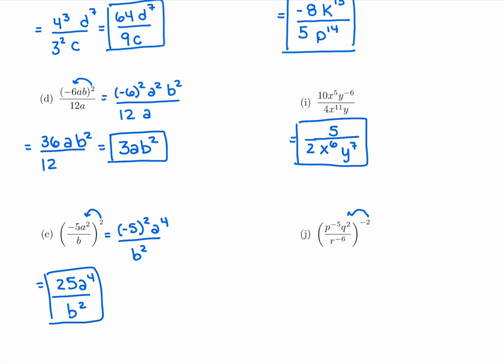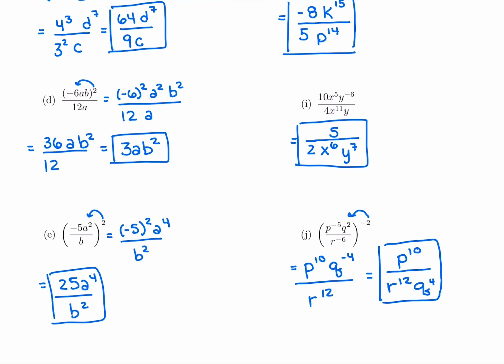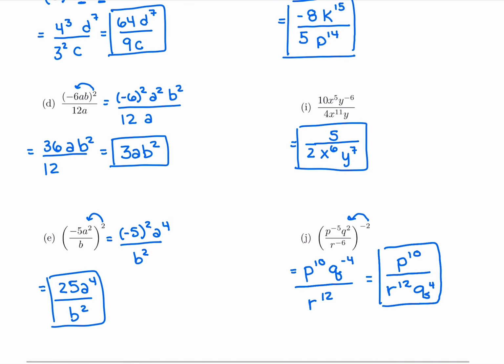Last one here, we're going to do the same thing. We're going to distribute this negative 2 to each term. So negative 5 times 2 is going to be a positive 10. 2 times negative 2 is negative 4. And then negative 6 times negative 2 is positive 12. And now, is that my final answer? No, I have to get rid of negative exponents, so the only thing I have to move is that q. So p to the 10th is good. We still have r to the 12th, but we need to move q to the 4th to the denominator where negative exponents belong. And now it's simplified as a positive power.